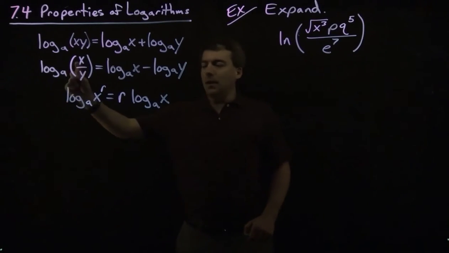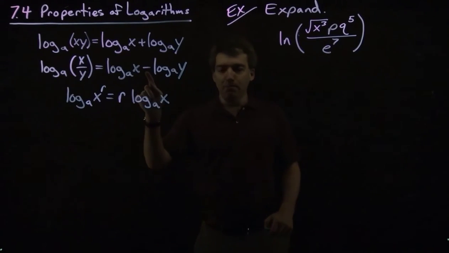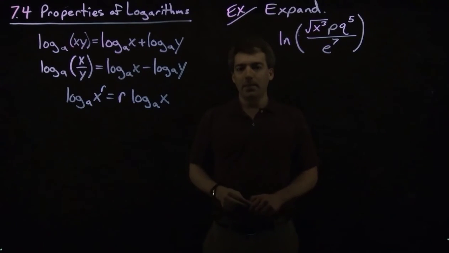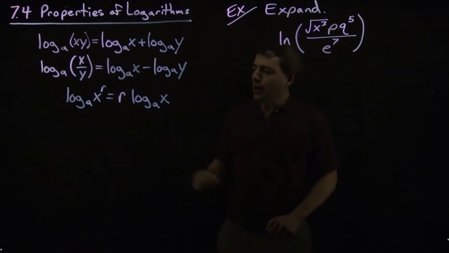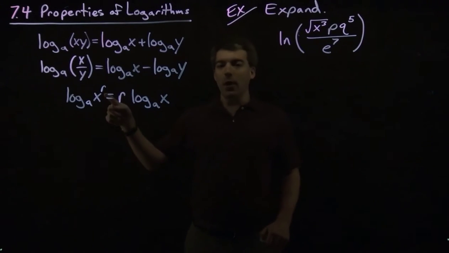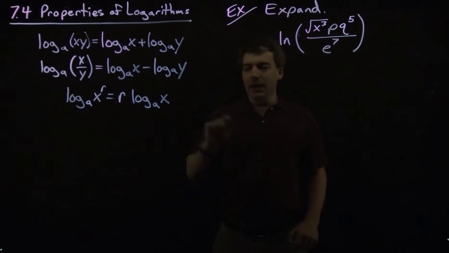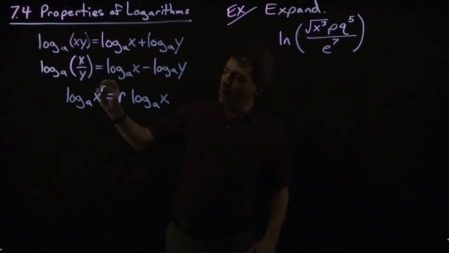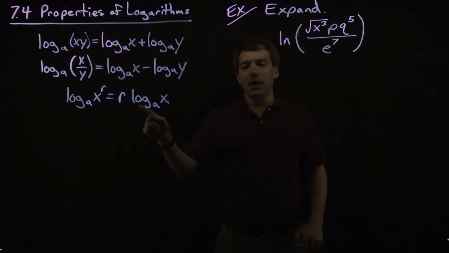For division in the argument, x over y, log base a of x over y is log base a of x minus log base a of y. And then finally, we have the so-called power property. I think it's the most important one. Log base a of x raised to a power r is r times the log base a of x. So we can take the power on the base here, this x, and bring it down as a coefficient of the log base a.